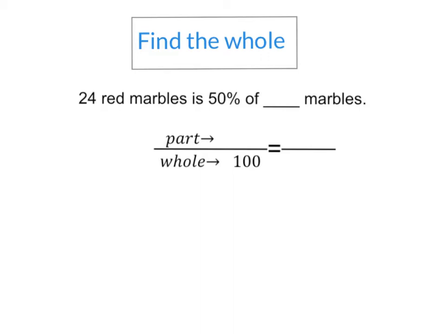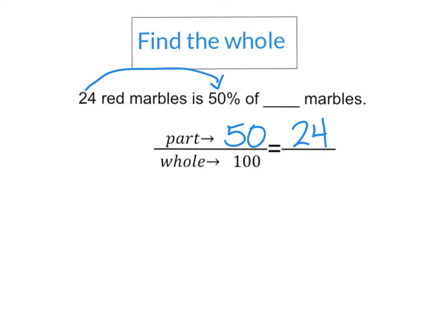25 marbles is 50% of blank marbles. And so for this one, I'm going to write my percent as a ratio. So 50 to 100 is 50%. My problem says 24 is 50%. So I'm going to write 24 lined up with that part. And I'm trying to find the whole.